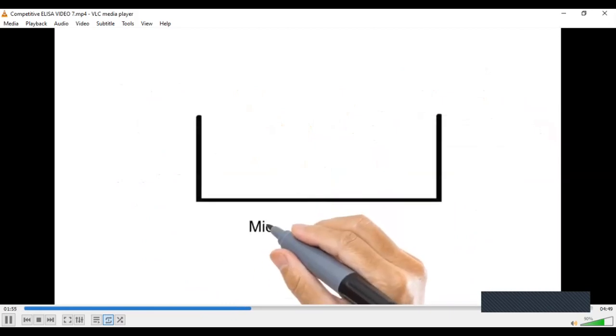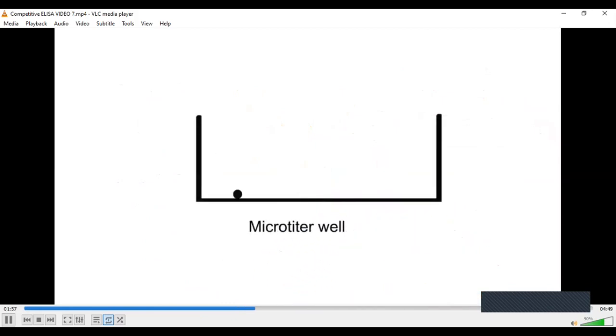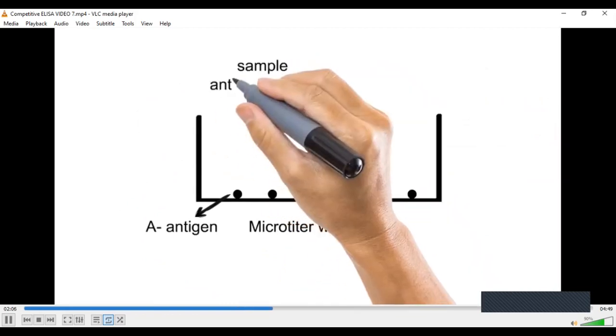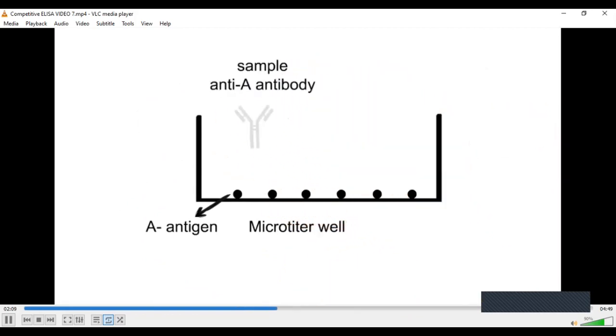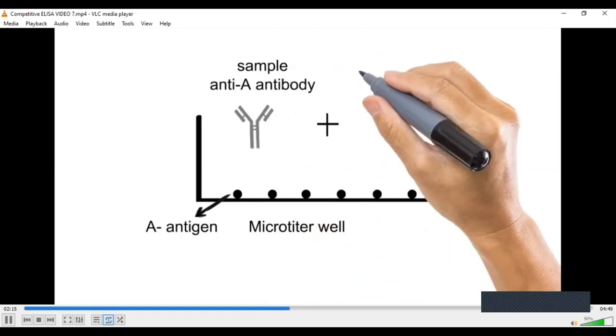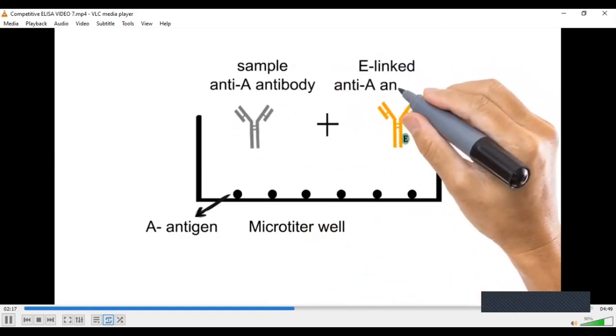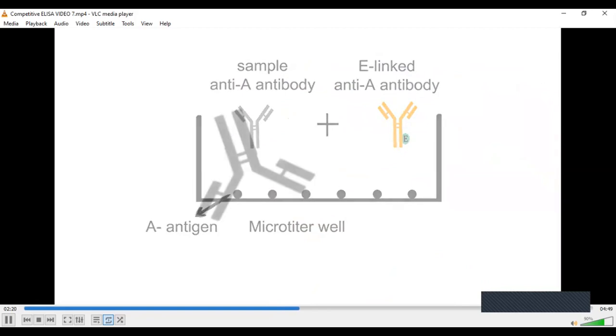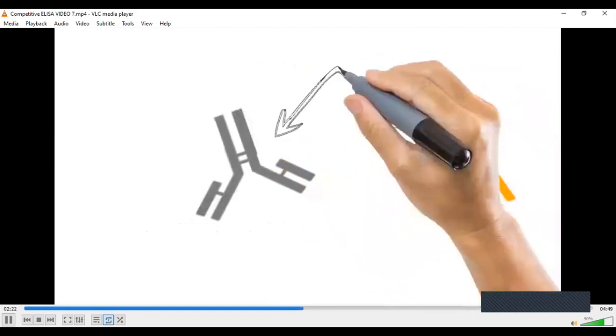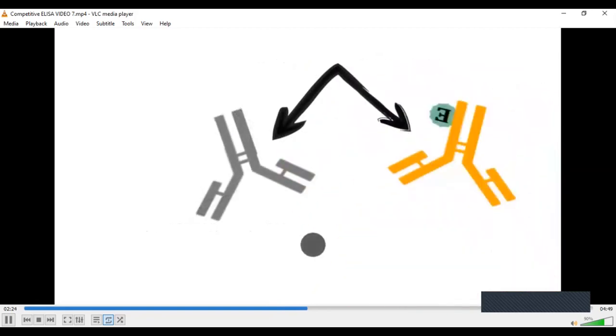In the first step, a microtiter well is coated with A antigen like this. The coating is mediated with the help of coating buffer. After this, the sample containing anti-A antibodies whose concentration is to be determined and a fixed amount of enzyme-linked anti-A antibodies are added to the well. These two types of antibodies will compete with each other to bind the antigen present in the well.